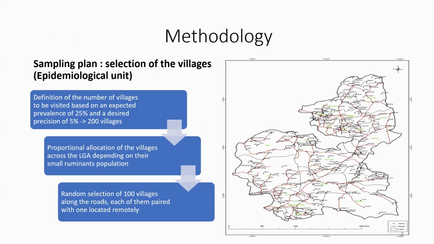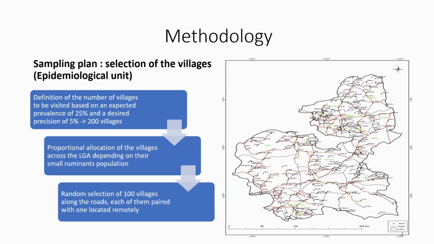Now, in order to achieve that, using 25% prevalence at 5% confidence interval, we used a geographical information system to come up with 200 EP units, which are the villages. And the idea was to distribute them evenly. Based on the information we got from the Department of Veterinary Services, Plateau State, on the population of sheep and goats in all the local governments, we distributed these 200 villages based on the population of sheep and goats in all the local governments.